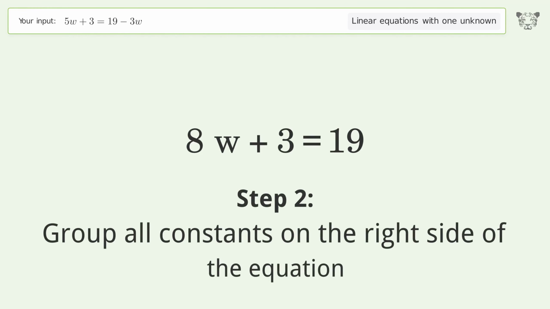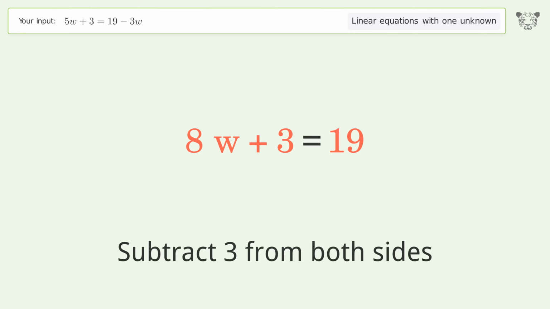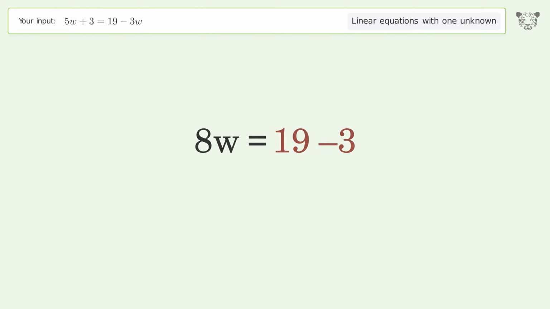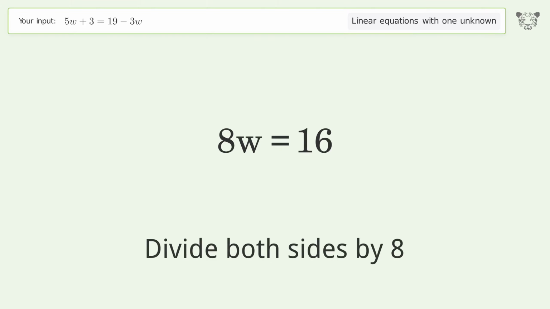Group all constants on the right side of the equation. Subtract 3 from both sides. Simplify the arithmetic. Isolate the w. Divide both sides by 8.